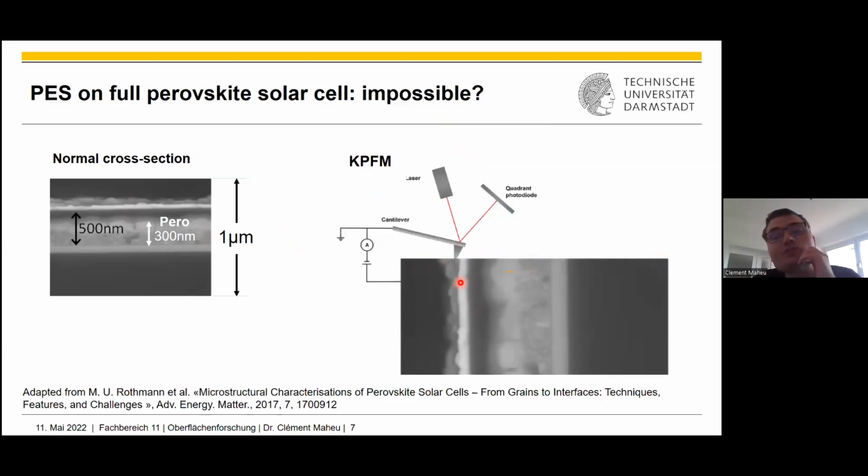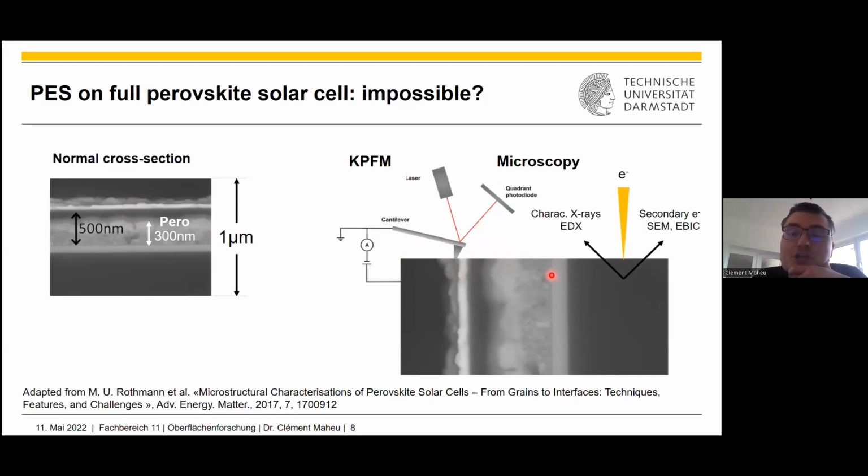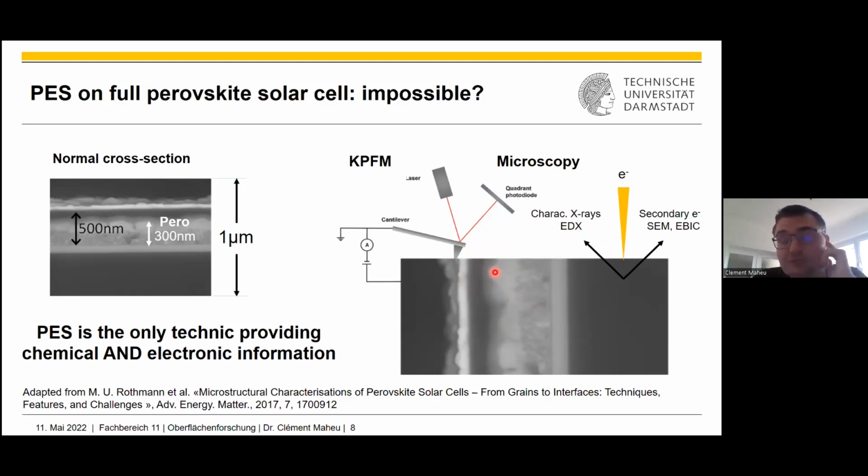If you want, you can use other techniques, of course. You can use Kelvin probe force microscopy, which has better resolution, and then you will get some nice electronic information. You will measure the work function of your different materials across the cross-section. You can also do microscopy, for instance EDX, and you will get chemical information on your different layers. But to the best of my knowledge, photoelectron spectroscopy is one of the most common techniques to access both electronic and chemical information at the same time.